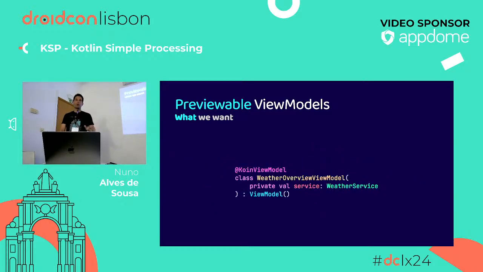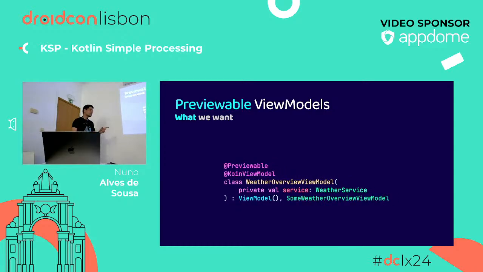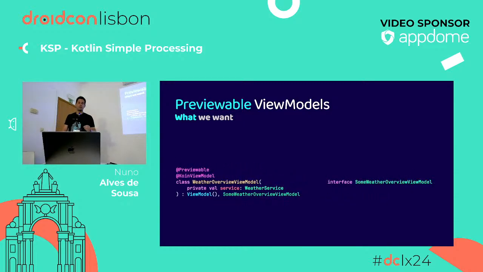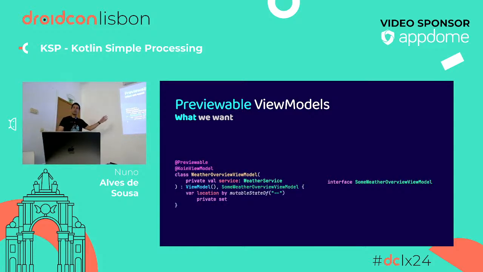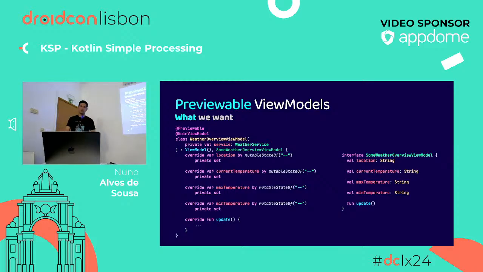So let's sum up what we want. First, we will introduce a previewable annotation to mark our view models, and then our view models will implicitly implement the view model contract. This implementation is implicit because we'll actually generate the implementation for the contract interface based on the implementation of the view model. So, if we add a property or a method to the view model, nothing happens to the contract. But if we add the override modifier, then that property or method becomes part of the contract. And of course, this applies to all properties and methods of the view model.